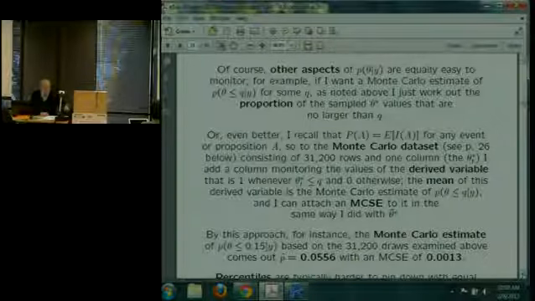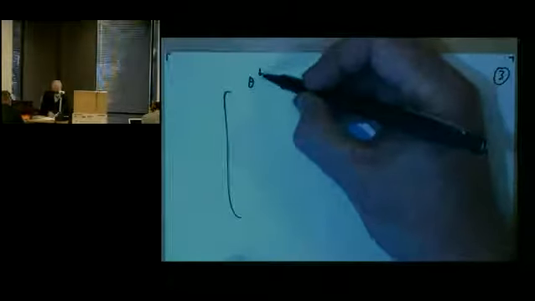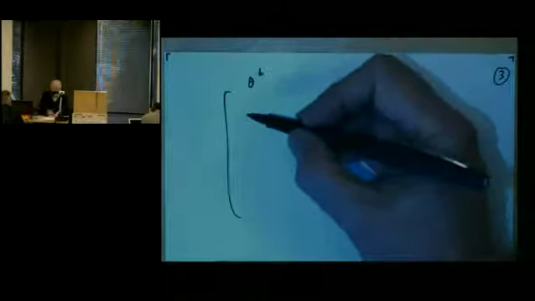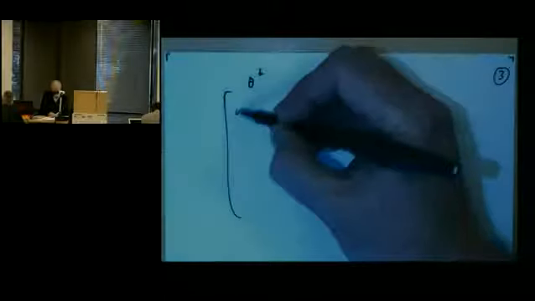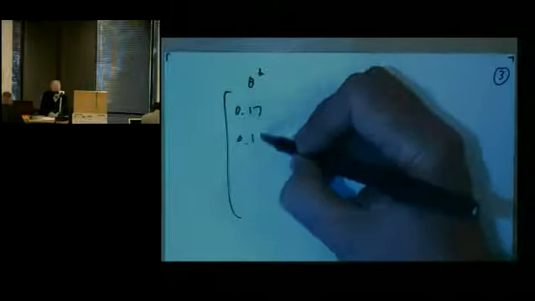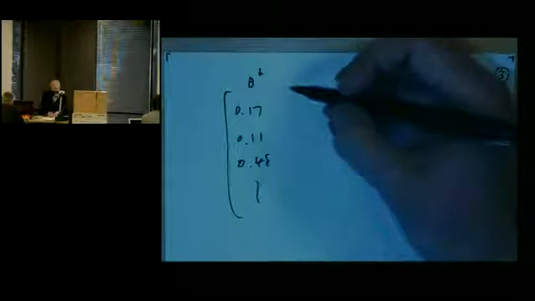But look, here's a slightly slick way to write that, which provides us not only with the right answer, but also with the Monte Carlo standard error. So far, what I've got is the Monte Carlo data set that has a theta star column in it. And if I'm wondering, for instance, about the posterior probability that theta is less than or equal to 0.15, maybe the first number comes out 0.17, and the next one 0.11, and the next one 0.48, and so on. Look what cool thing I can do.